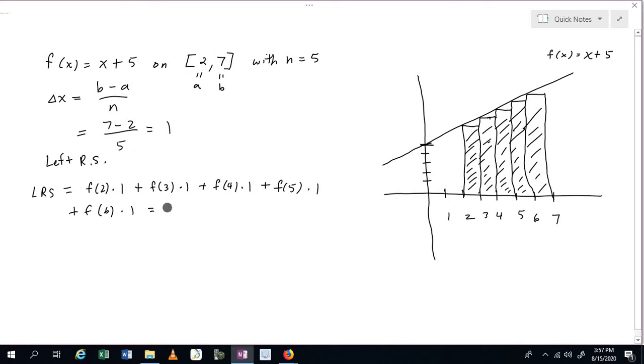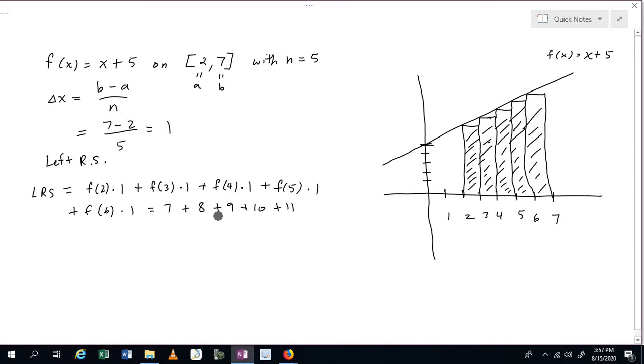F of 2 is 7. So the first rectangle has an area of 7. F of 3 is 8. F of 4 is 9. And f of 5 is 10. And f of 6 is 11. Okay, and so those are the widths of these 5 different rectangles. I'm sorry, the areas of these 5 different rectangles.